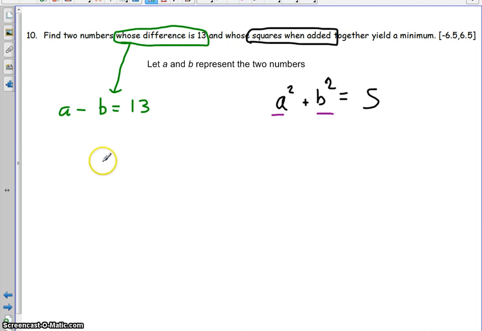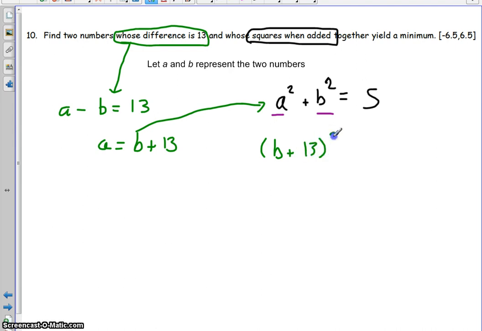So the easiest one to isolate for is probably going to be a, just a matter of adding b to both sides. So a is going to be equal to b plus 13. Okay, and now we can make that substitution into our main equation over here. So you wind up with b plus 13 all squared. Then the rest of the equation stays the same, so plus b squared equals s.